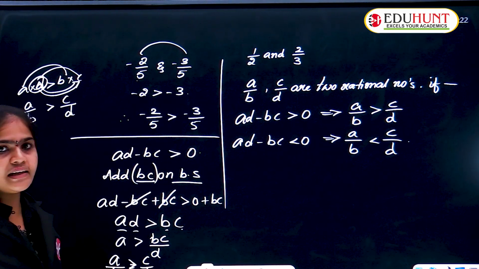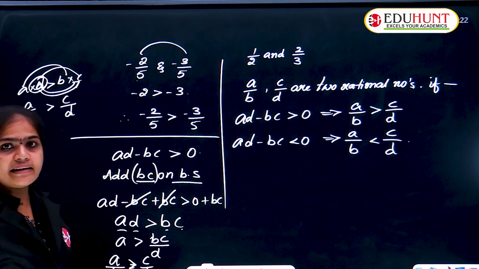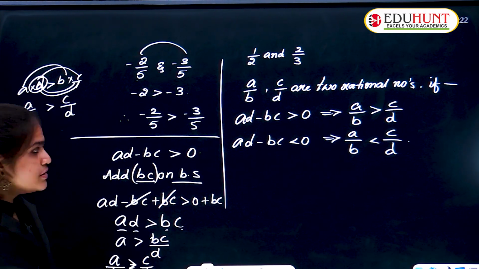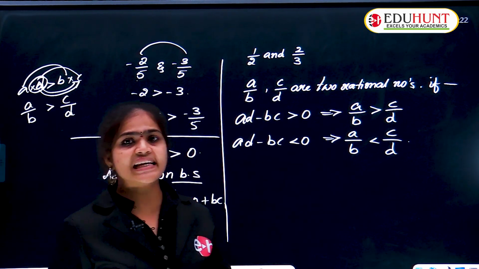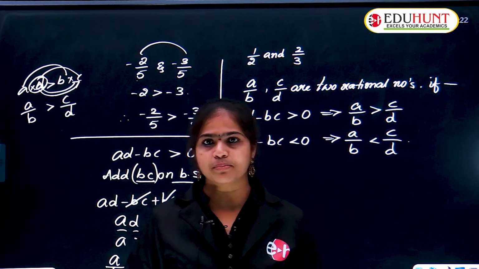The same thing I wrote there: a by b is greater than c by d. So simply, how to compare this? By using these two conditions, we can easily compare any two rational numbers.